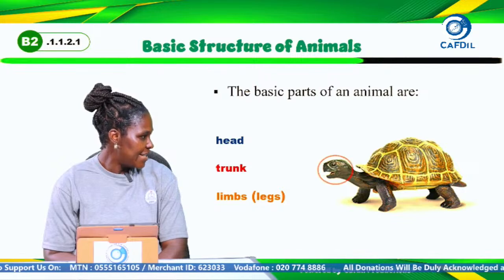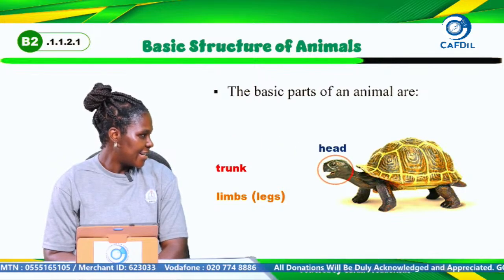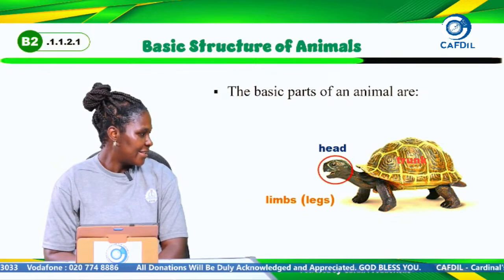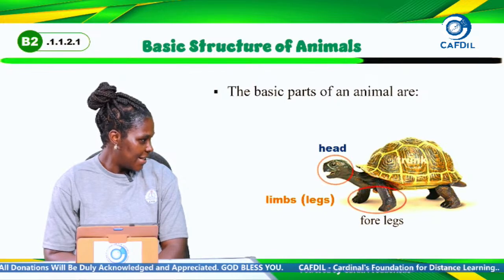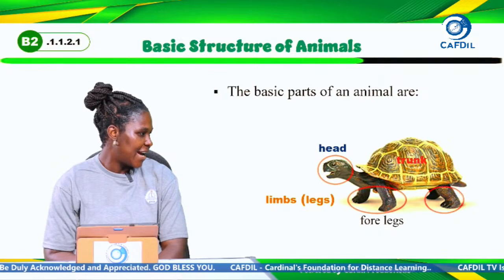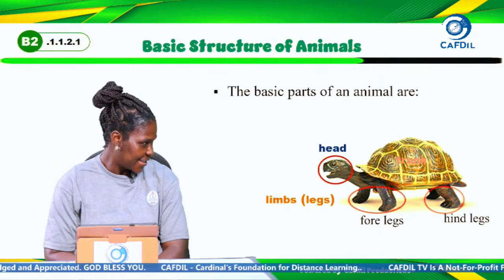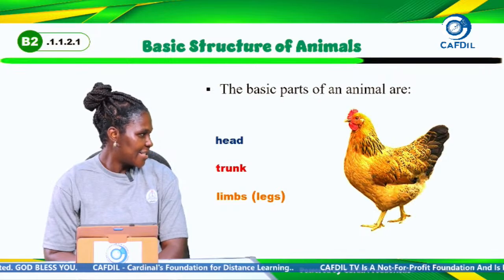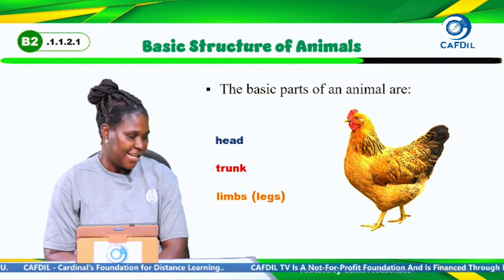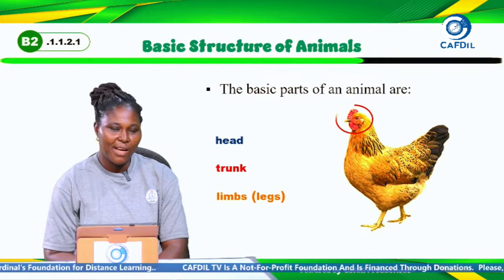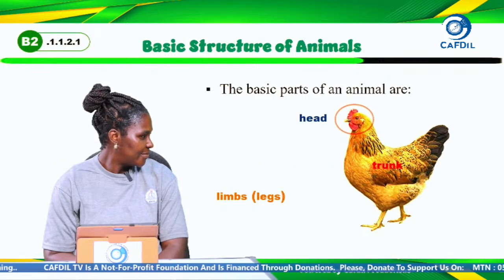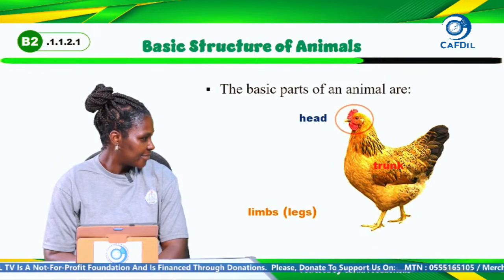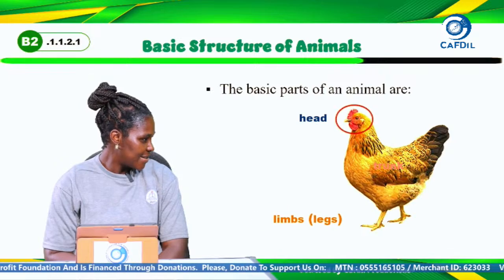We have the head, the trunk, and then the limbs. We have the four legs, and then the hind legs. Let's look at the hen. We have the head, the trunk, and then the limbs. This one, they have only two.